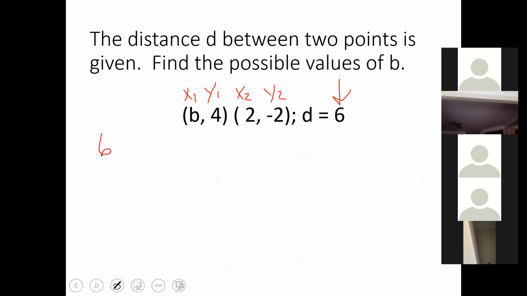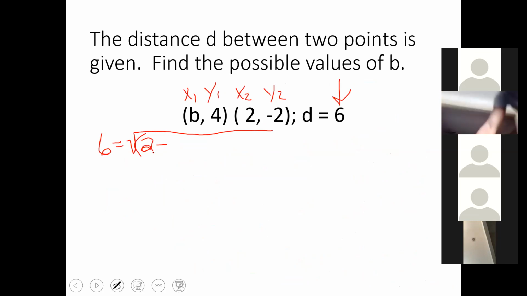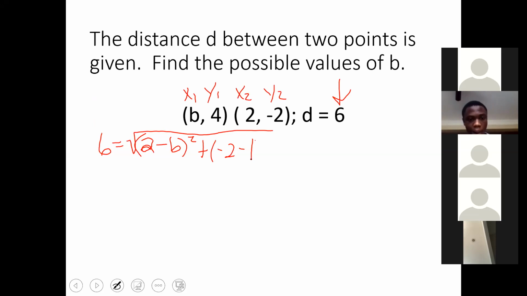So I've got 6 is equal to the square root of, open parentheses, 2 minus b squared plus negative 2 minus 4 squared. So we still have 6 is equal to 2 minus b squared, plus negative 2 minus 4, which is a negative 6, right? Negative 6 squared is a positive 36.